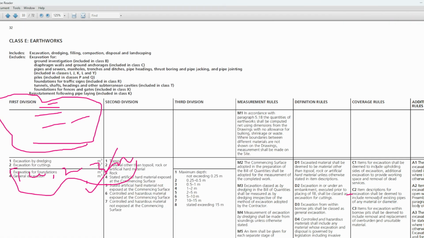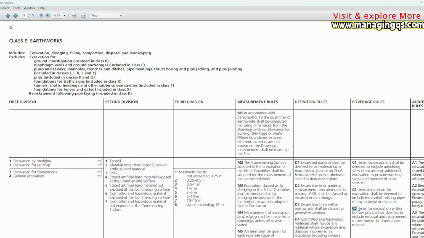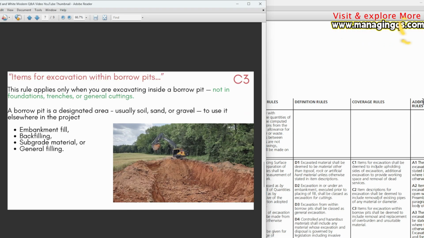And also there is another important point, the C3. It is a little bit complicated. You can see here, item for excavation within the borrow pit. Borrow pit is an important term in earthwork. The borrow pit, I can simply say, looks like this. We take the earth material from this pit, and this earth material we are going to use in some other places in the project.